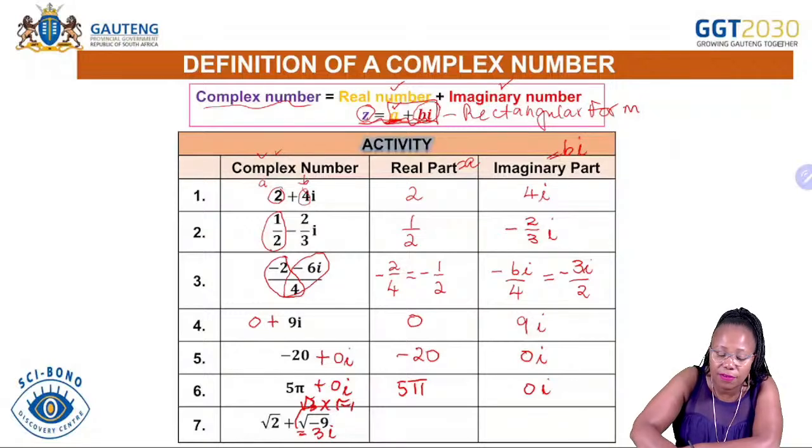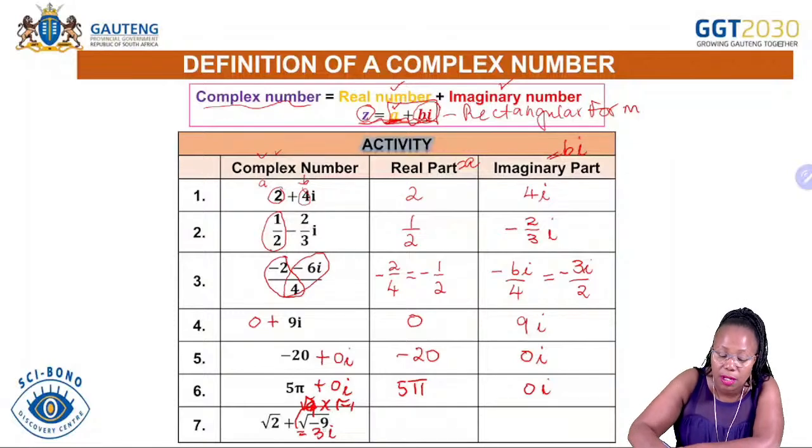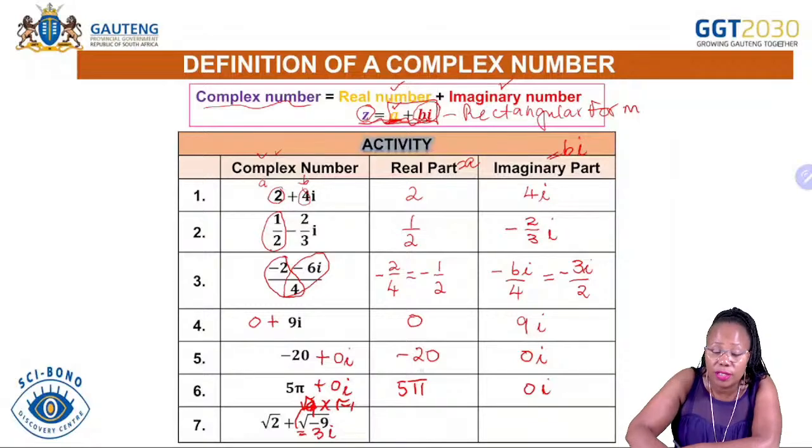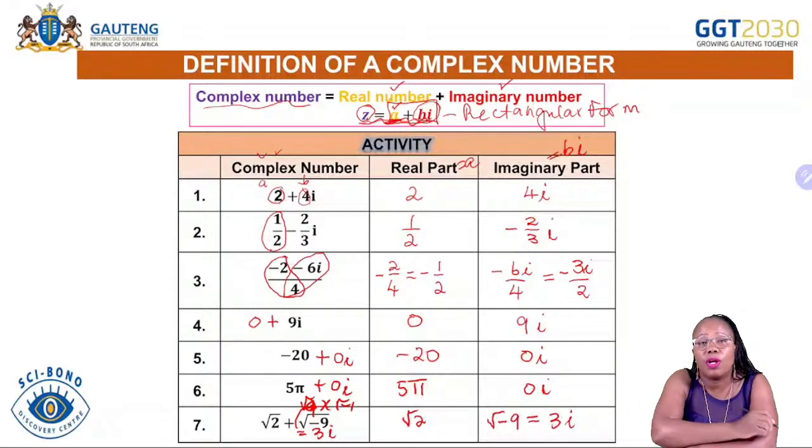That is why we have the square root of 9, which is equal to 3 there, and the square root of minus 1 being an i, according to the conditions of imaginary numbers. Okay, now we can take out the real part, that is the square root of 2, and our imaginary part will now be the square root of minus 9, which is equal to what? The 3i. Great.